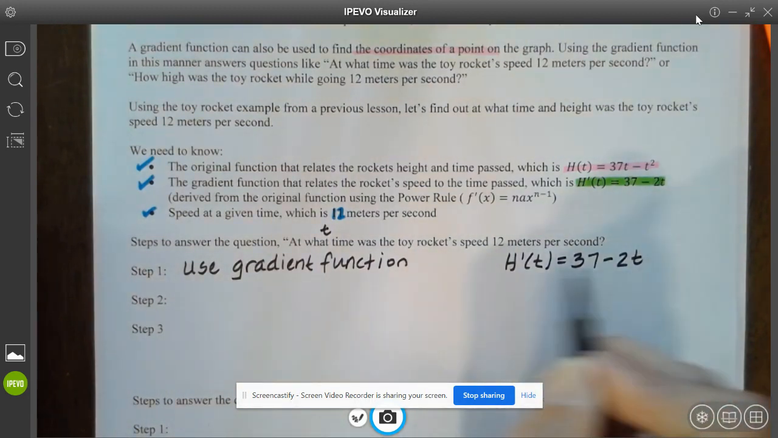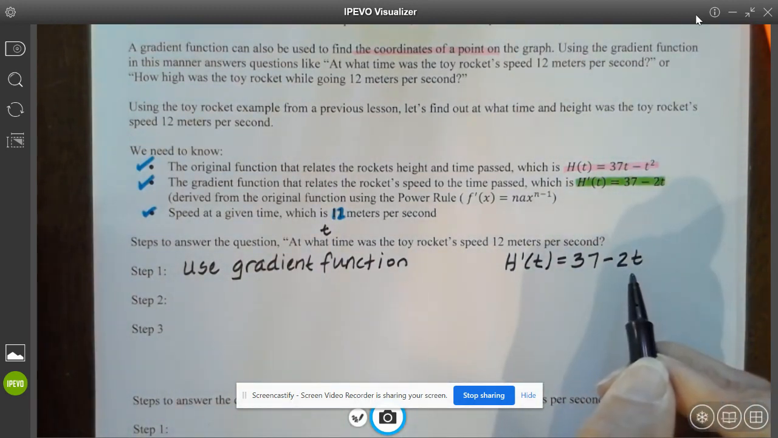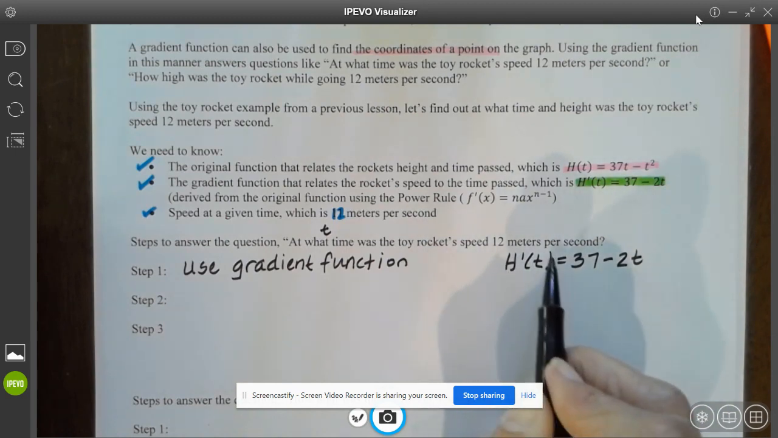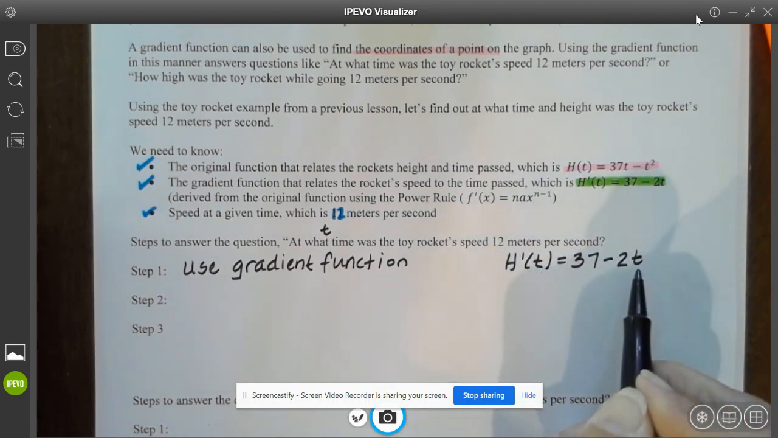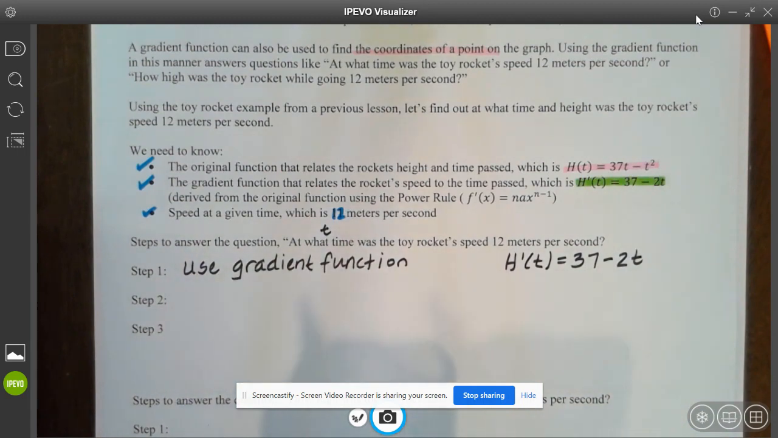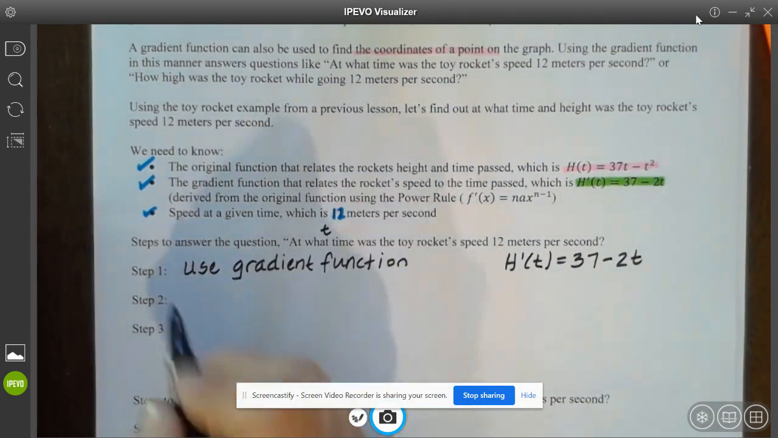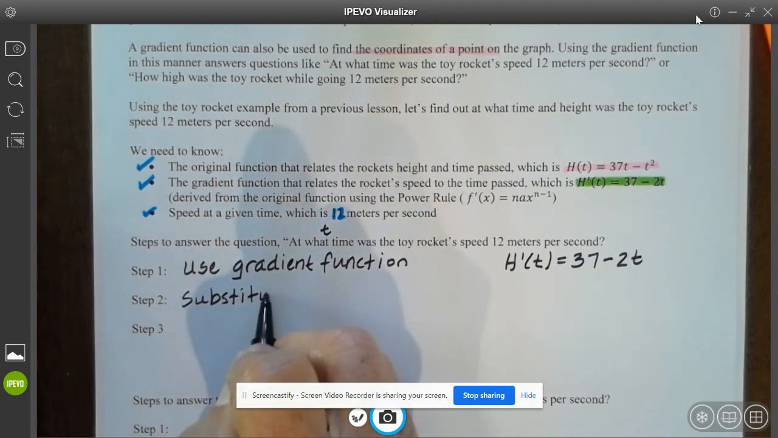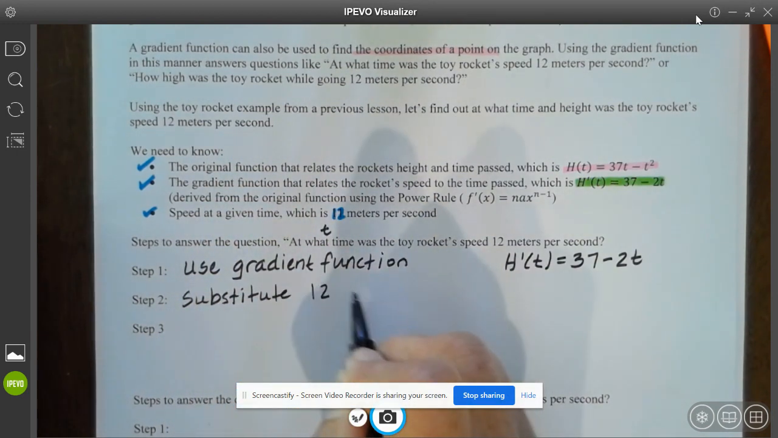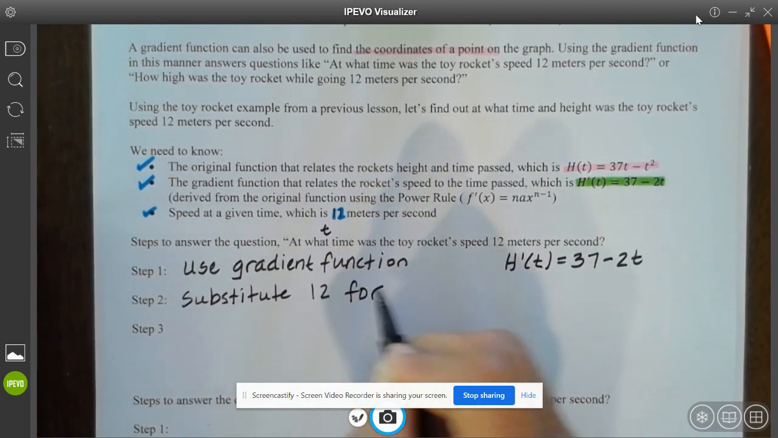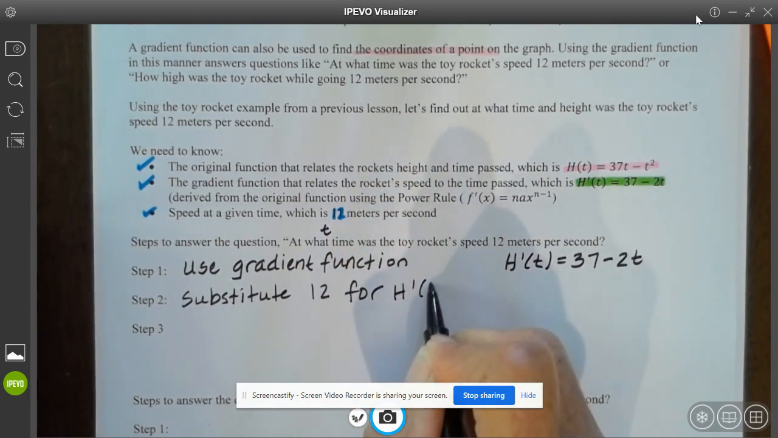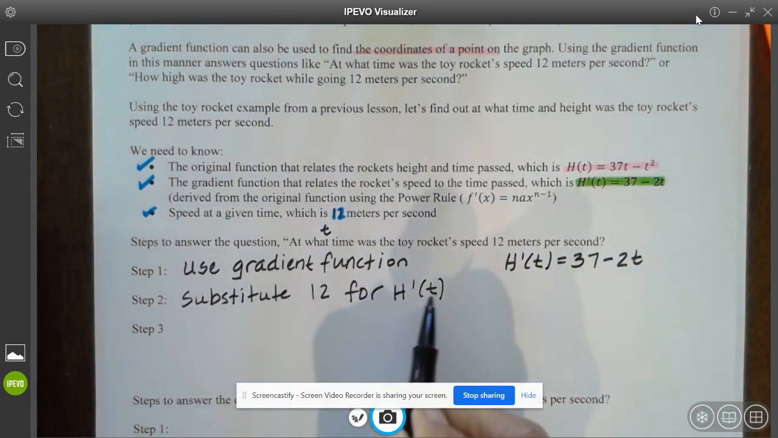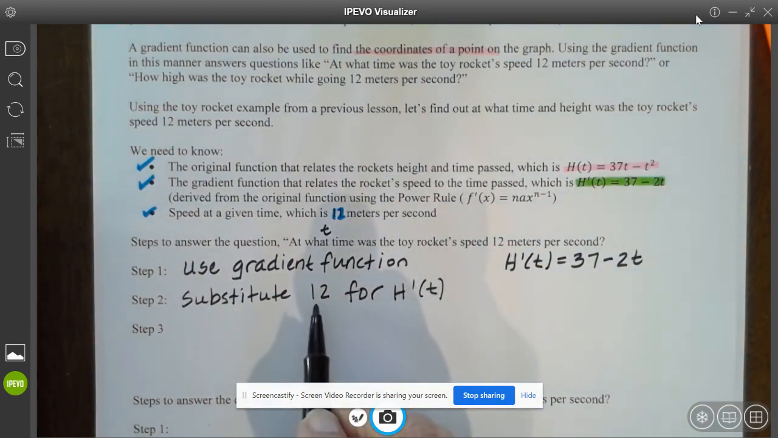You can't ever solve an equation unless you only have one variable. Here I have two variables. This whole dependent is a variable, and you have the variable t, and we're solving for t. Since we're solving for t, we're given a number, we're given 12. I must substitute 12 for the speed. And the speed in this function is the output. So h prime of t represents the speed.